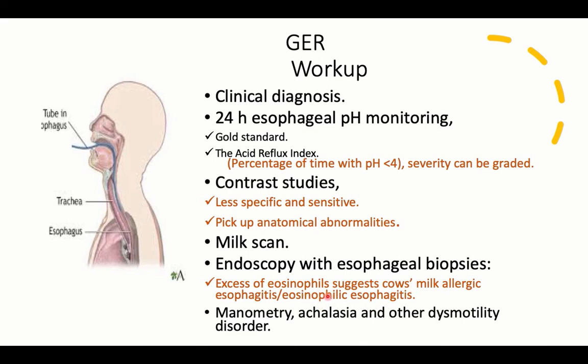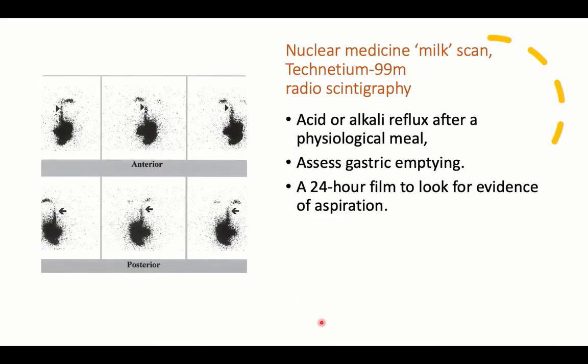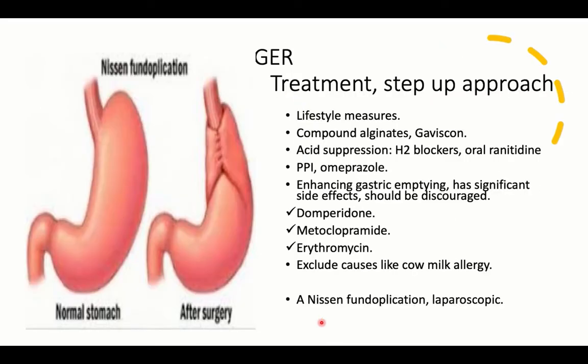So sometimes endoscopy is done in cases of persistent vomiting associated with failure to thrive, to diagnose reflux disease and to get a differential diagnosis, which may be a case of cow milk allergy or eosinophilic esophagitis where there are eosinophilic infiltrates in the biopsy. Finally, manometry can be used to get the differential diagnosis. We may find achalasia rather than reflux as the cause of the persistent vomiting.